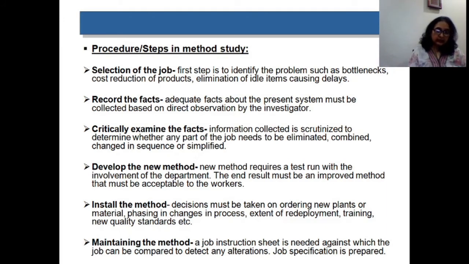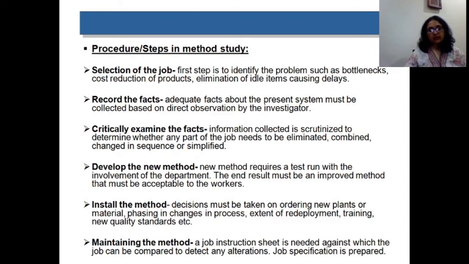And next is maintaining the method. Now, once the method has been installed, a job instruction sheet has to be prepared. It is needed, against which the job can be compared to detect any alteration. So when the new method is installed and the operator works on it, many a times some minor alterations are made to it, and these alterations have to be detected and they have to be recorded.